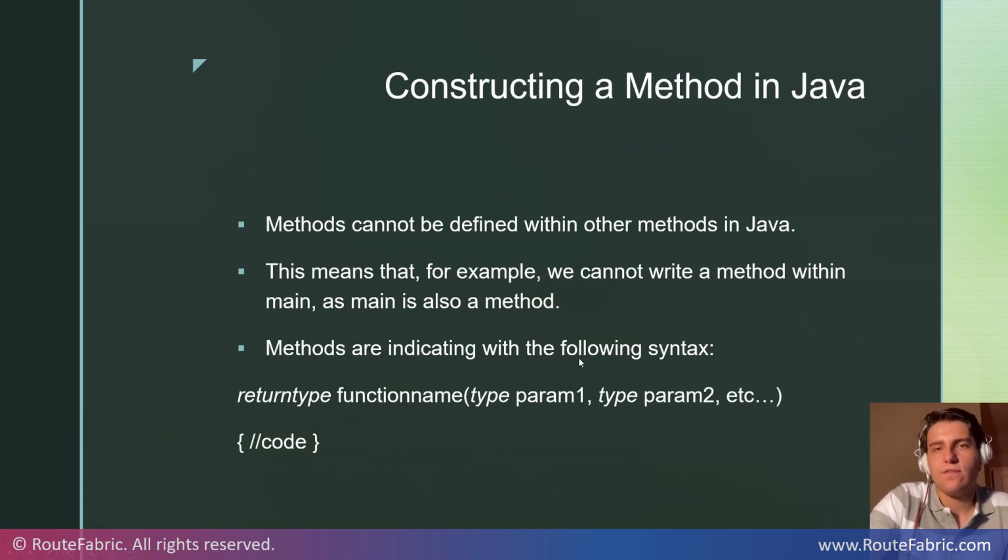And then we have our parameters, and before each parameter, we must specify the type. So again, int, char, some object or class we created, that kind of thing. You can specify how many parameters you want to take in, and you want to separate them by commas. And then we have curly braces, and our code goes within there.